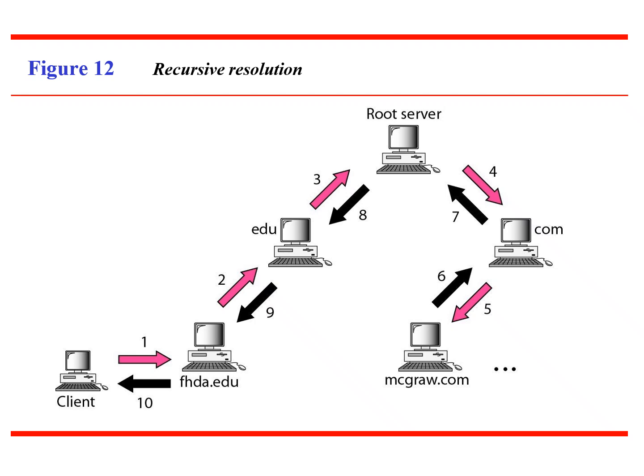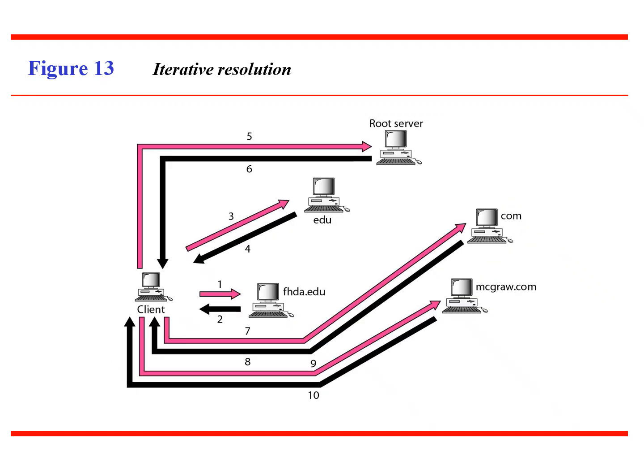Now let us see what will happen in iterative resolution. In iterative resolution, the same process: there is a client, and finally, it wants to talk to macro.com. So first, the client request will go and hit the fhda.edu server. Since this is not the intended recipient, it will send back the address of the next server to contact. Then the client has to send the request to the next server. It will get the response. Likewise, the client will keep on sending the request to the next servers, and finally when it hits macro.com, it will be able to get the response.